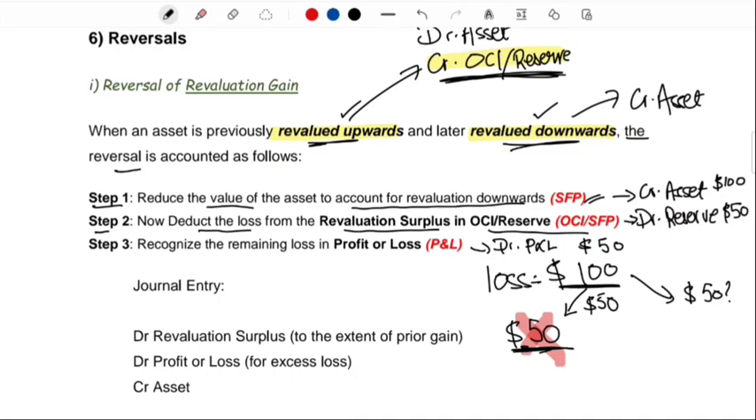So for the loss, first it will eat the gain on that asset. After it eats all the gain, the remaining will go to the profit or loss. All right, this will be further cleared when you do the questions, so don't worry right now, just get a basic idea. If there is anything you do not understand, please put a comment down below and I will try my best to reply to you in detail. But just get a basic idea of what happens in the reversal of revaluation gain.